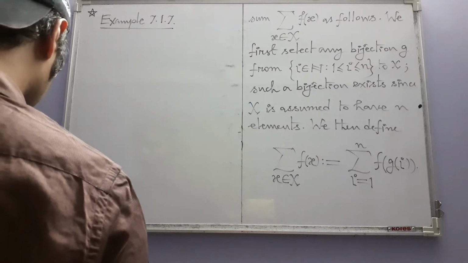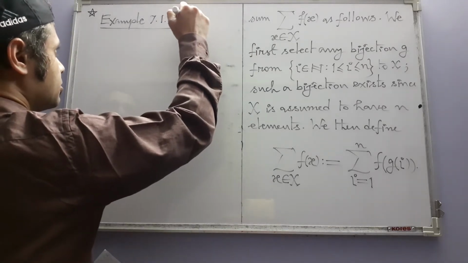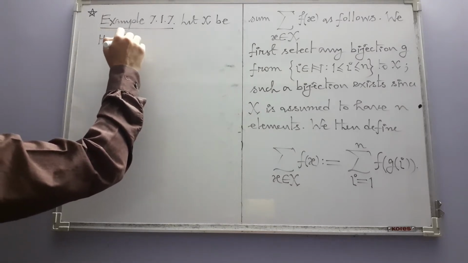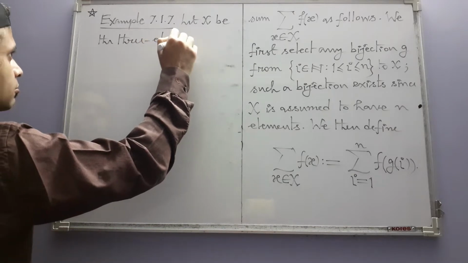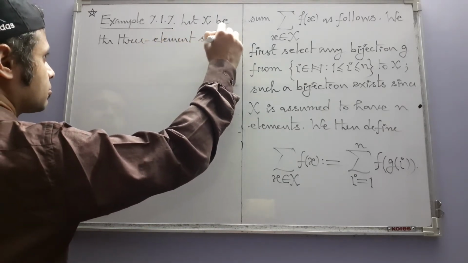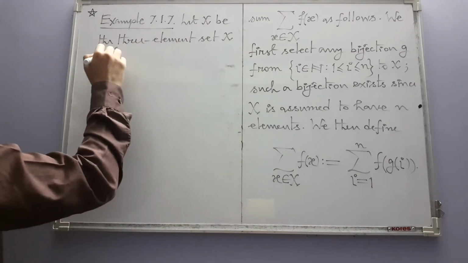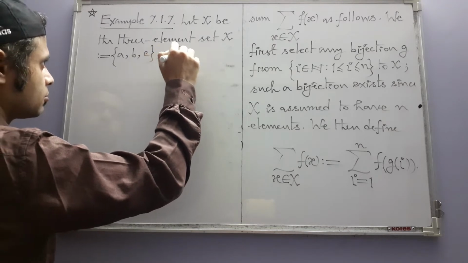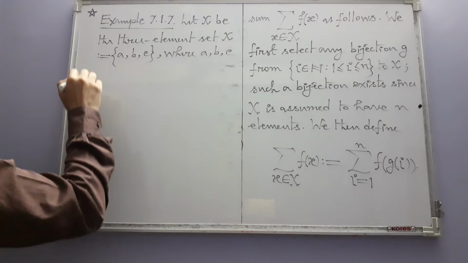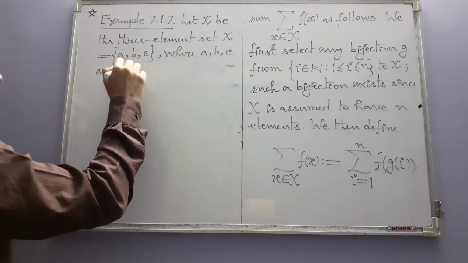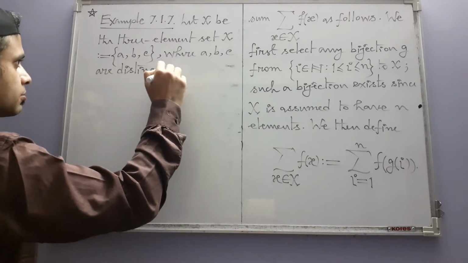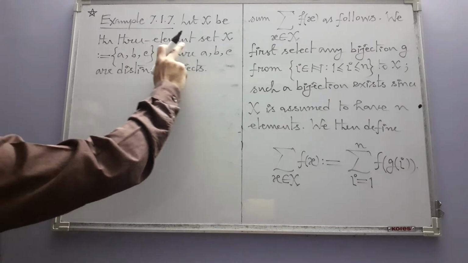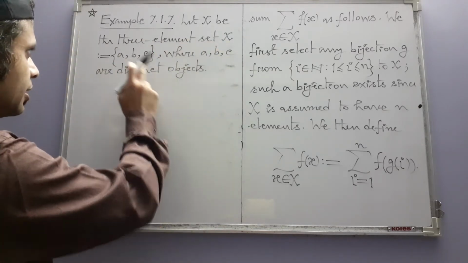Example 717. Let X be the 3 element set {a, b, c}, where a, b and c are distinct objects. Again, this need not be written actually. The fact that we have written that X is a 3-element set automatically makes a, b and c distinct.